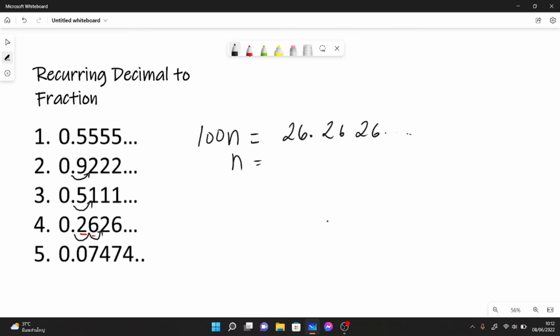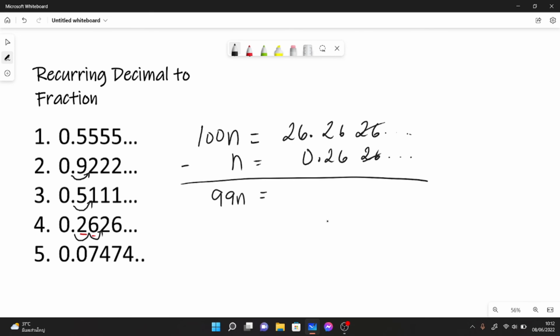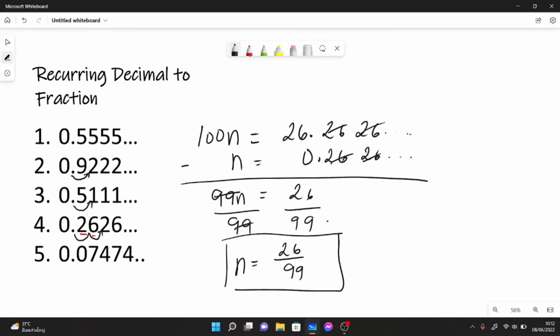Then n is equal to 0.2626, and so on. Subtract: 100n minus 1n is 99n. So this is 0, and we have 26 over 99. So n is equal to 26 over 99.